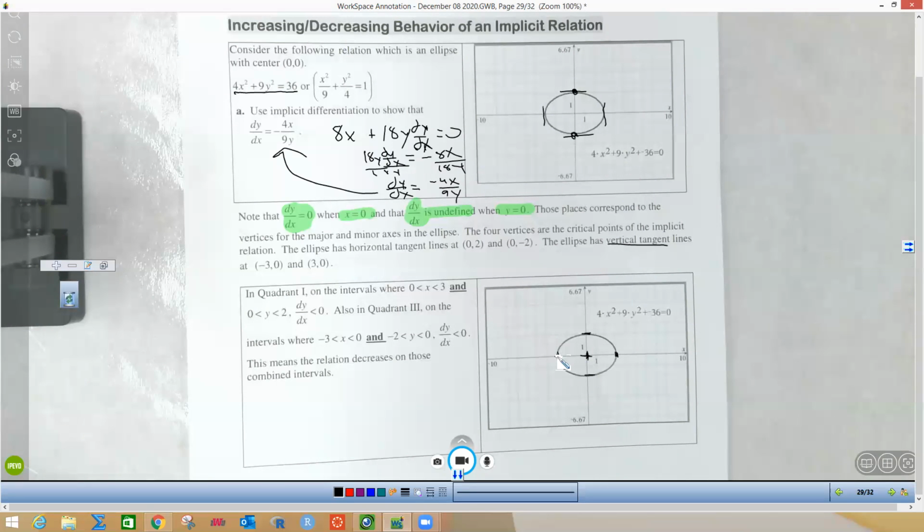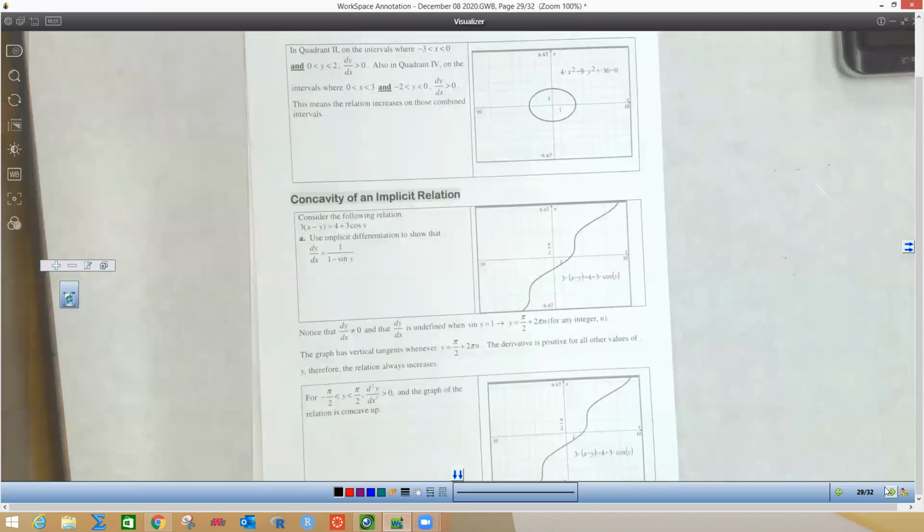And dy/dx will be greater than 0 when x is from negative 3 to 0 and y is 0 to 2, increasing, and then increasing again here. So that's what it says here. They just told you what I just told you. dy/dx is greater than 0 because the function is increasing here, and increasing here.